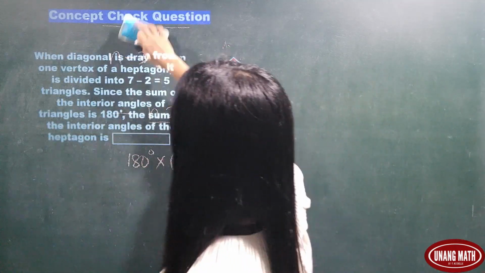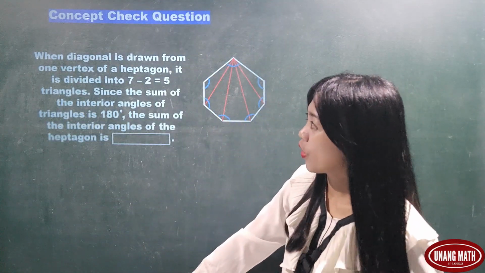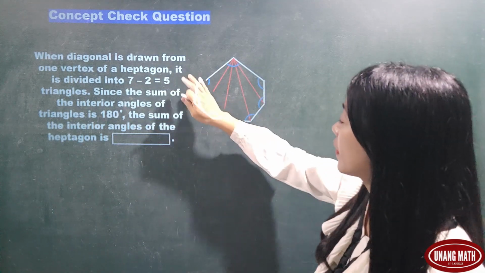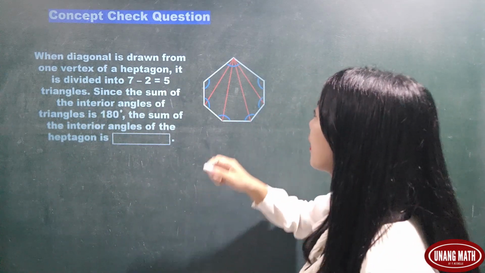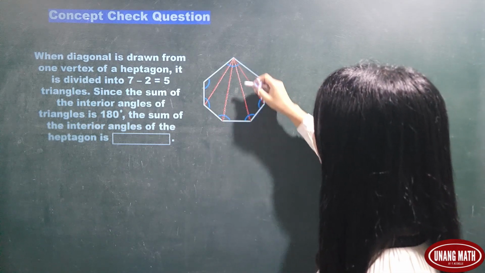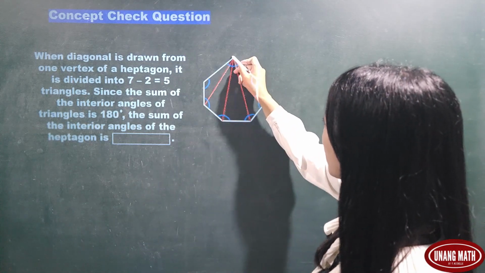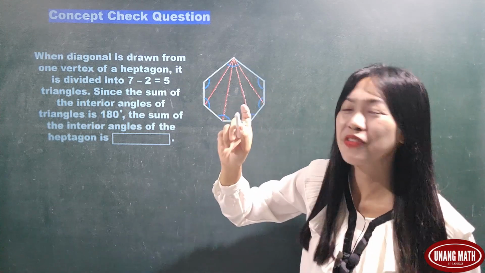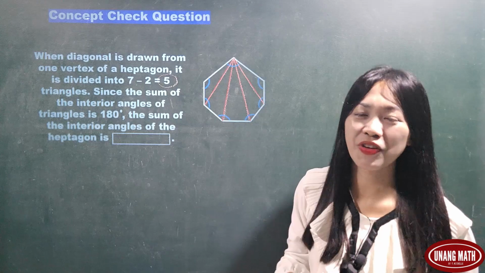Okay, this time, let's answer this concept check question. When a diagonal is drawn from one vertex of a heptagon, so this is our heptagon, it is divided into 7 minus 2. So that's equal to 5 triangles. So these are the diagonals drawn from one vertex of this heptagon. So by drawing these diagonals, we created 1, 2, 3, 4, 5 triangles. So n minus 2. So there are 5 triangles.